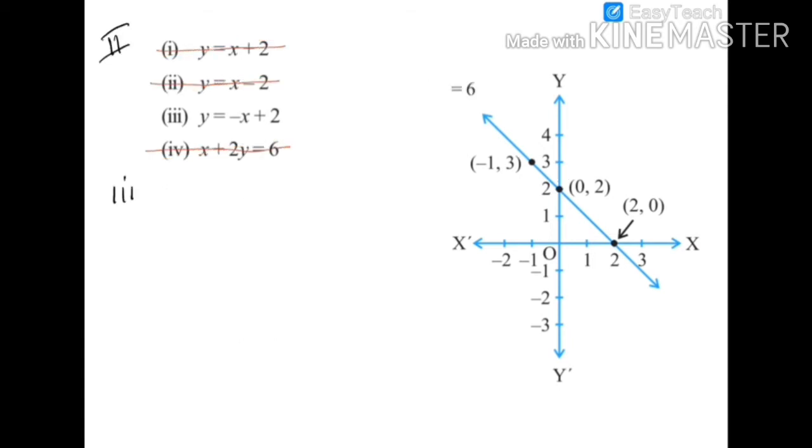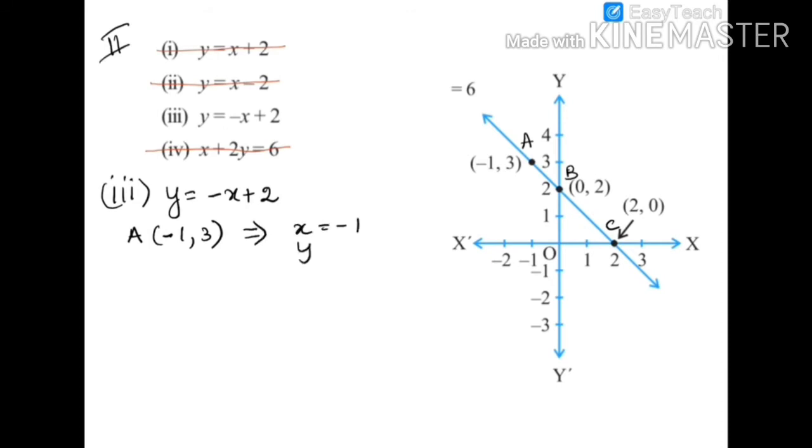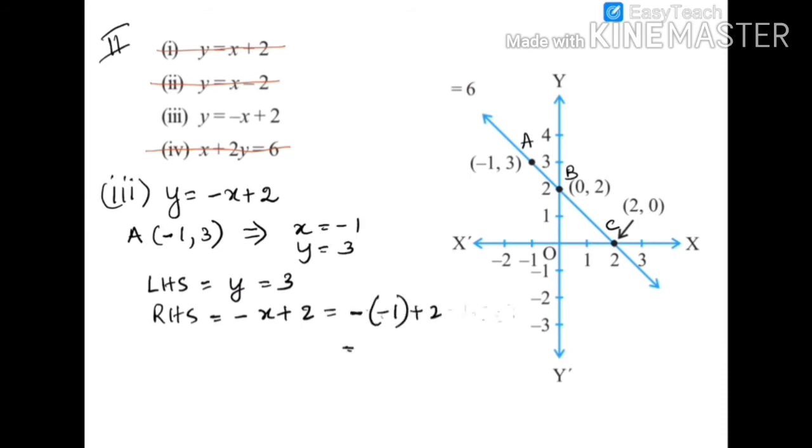We will now test the third equation, which is y equal to minus x plus 2. So let's take the first point A, minus 1, 3. This implies x is equal to minus 1, y is equal to 3. So left hand side of the equation is y, which is equal to 3. Right hand side of the equation is minus x plus 2. On substituting x, we will get minus 1 plus 2, which is equal to 1 plus 2, and that is equal to 3. So this implies the left hand side is equal to right hand side.